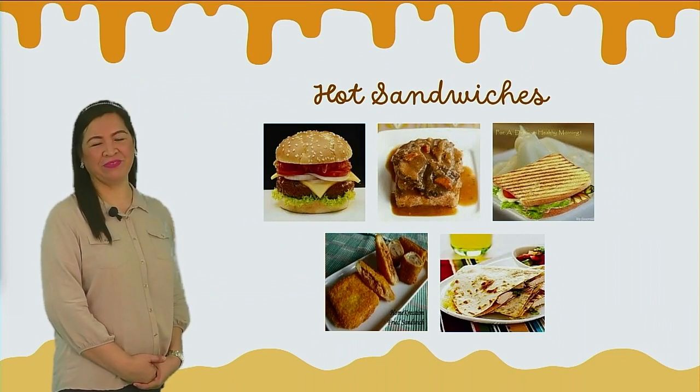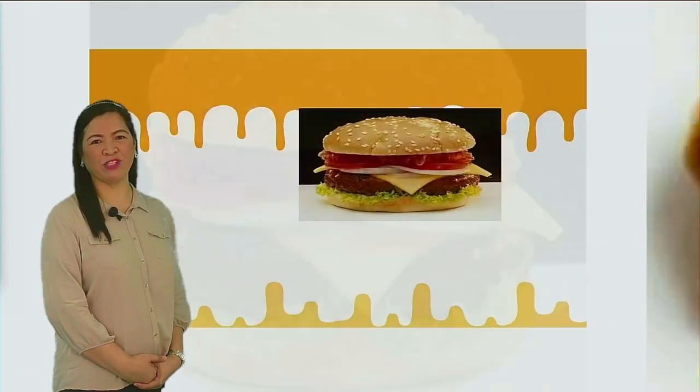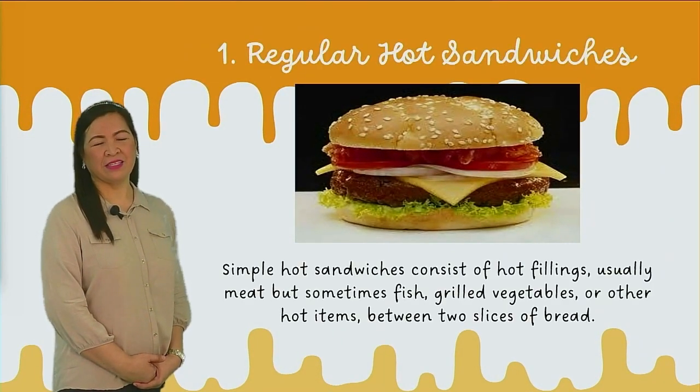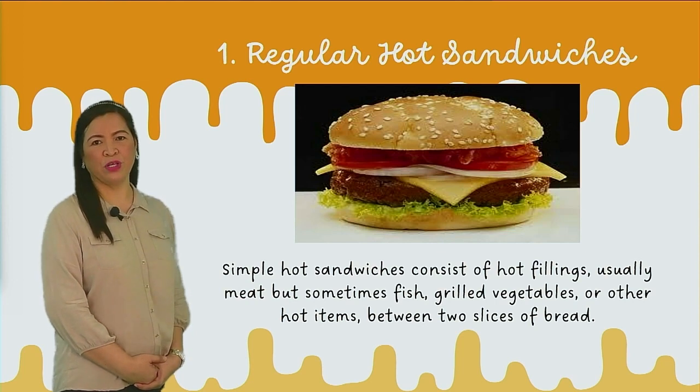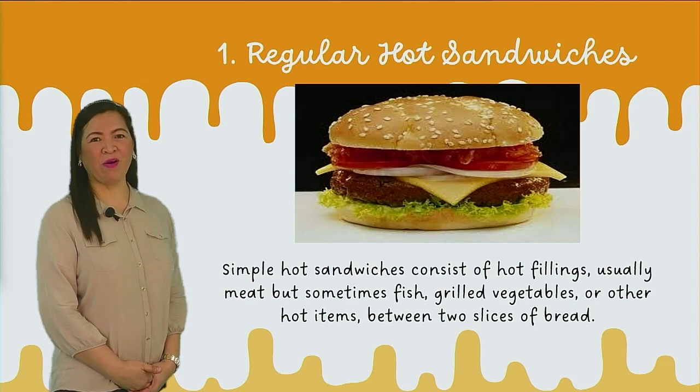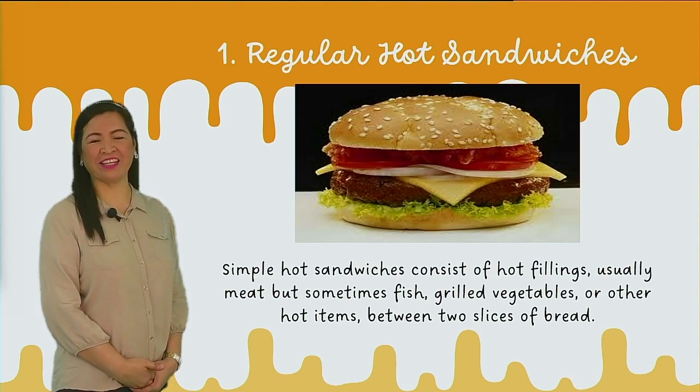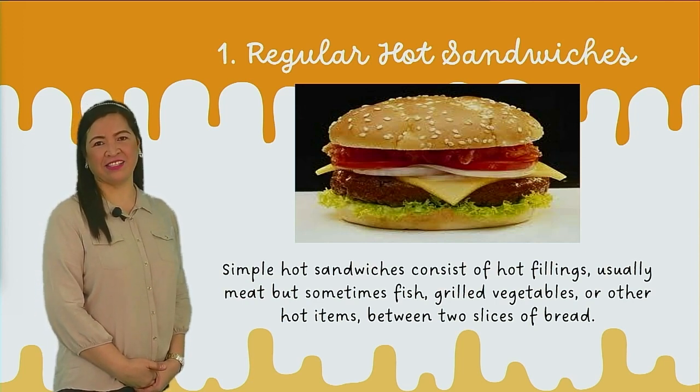First, we have regular hot sandwiches. Simple hot sandwiches consist of hot fillings, usually meat but sometimes fish, grilled vegetables, or other hot items between two slices of bread. They may also contain items that are not hot, such as a slice of tomato or raw onion on a hamburger.